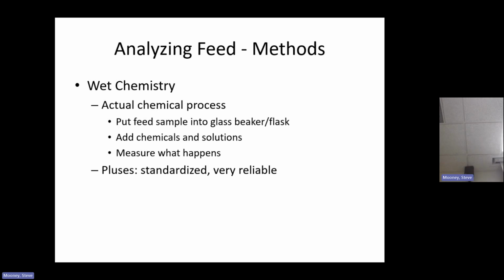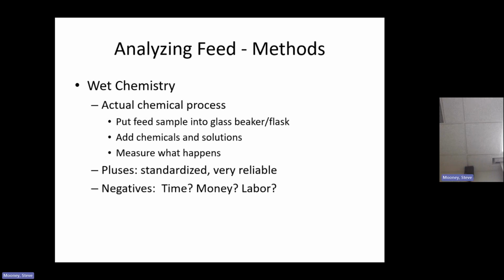The pluses of this wet chemistry, it's very well standardized. There are a lot of people that came together to agree this is how we're going to do starch. This is how we're going to do NDF. This is how we're going to do proteins. This is how we're going to do amino acids. This is how we're going to do fats. Everybody came together and said, okay, and those methods are listed in a very large handbook. They're updated every few years. They're standardized and very reliable. We can get the same measurements over and over again.